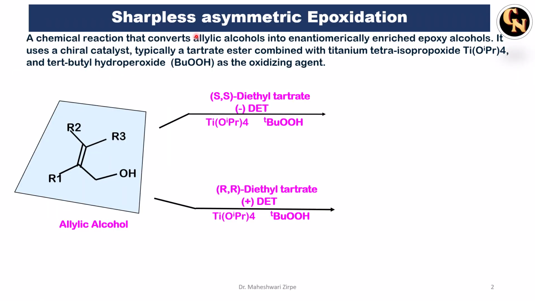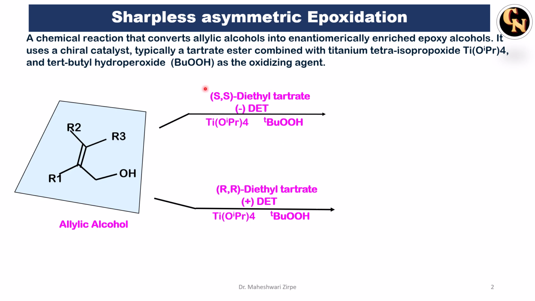So let us understand Sharpless asymmetric epoxidation, one of the most important reactions and one of the favorite reactions, which is always asked in exams like CET, NET, GATE and JEE. Okay, so let us understand it. There is an allylic alcohol, which can be converted into an epoxy alcohol. So it is a simple reaction where we convert an allylic alcohol into an epoxy alcohol. So there is a formation of an epoxide on the double bond.